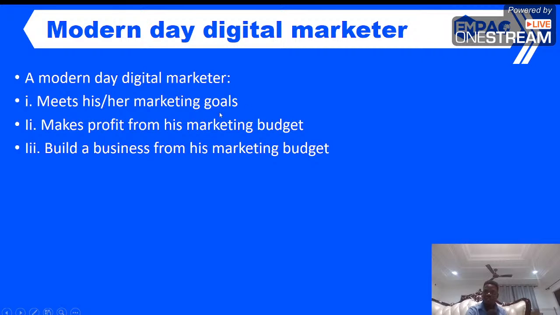Now, in modern day digital marketing, even if you are not getting profit on your digital marketing efforts, at least 60% of your budget should be back after you meet your marketing goals. So this is a big challenge, and it makes digital marketing very powerful. That is why most institutions are running to digital marketing. Now, the modern day digital marketer also builds a business from his marketing budget. We'll be looking at this. It's a very interesting thing.